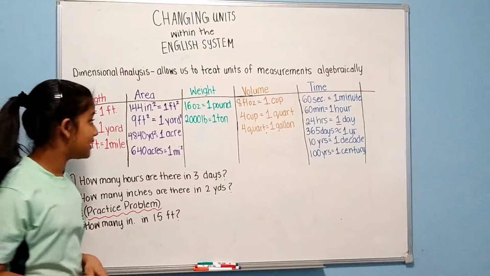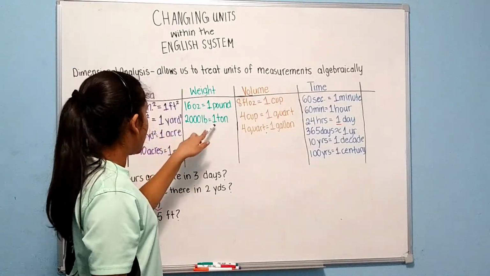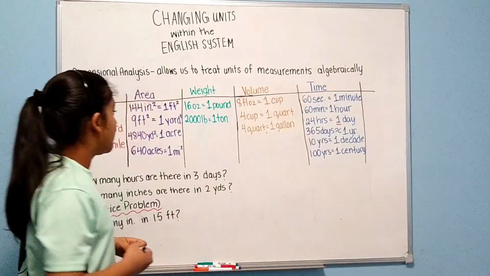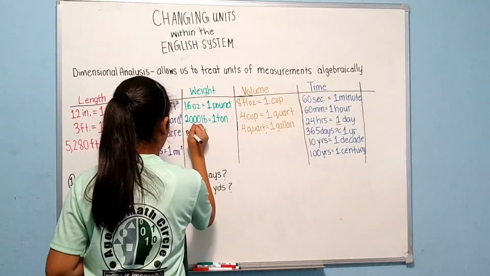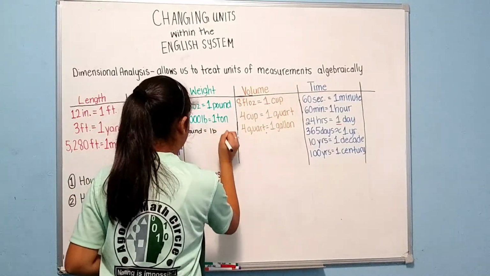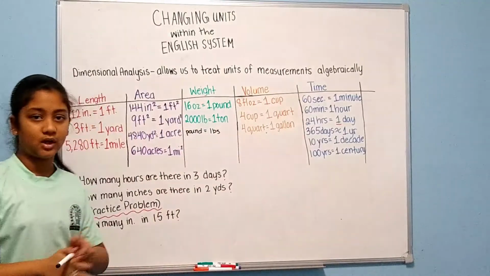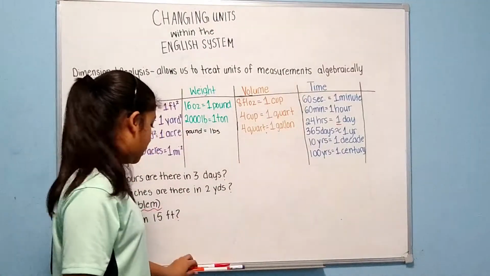Let's move on to weight now. In 1 pound, there are 16 ounces, as we know. In 1 ton, there are 2,000 pounds, or lbs. There are two ways to say pounds. Pounds and lbs are the same thing, so don't get mixed up when they come in and both of them are there.